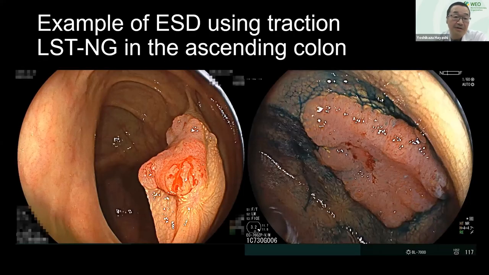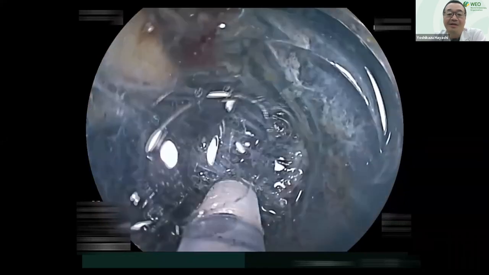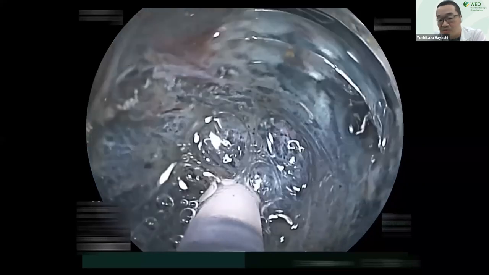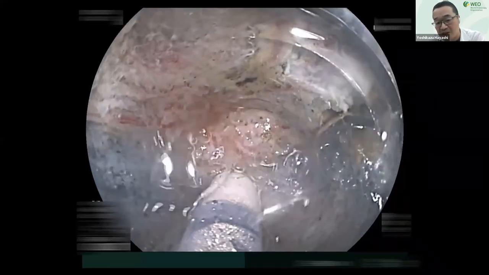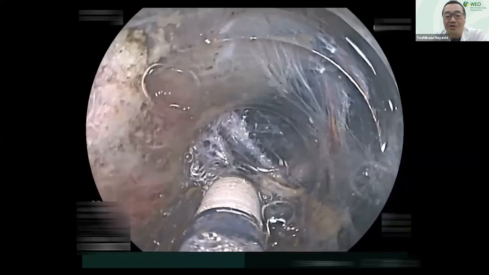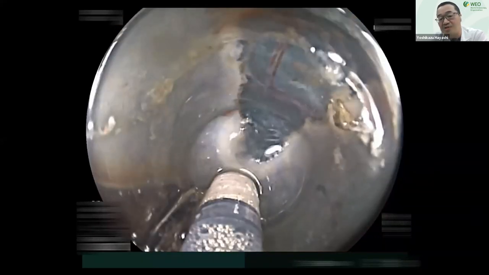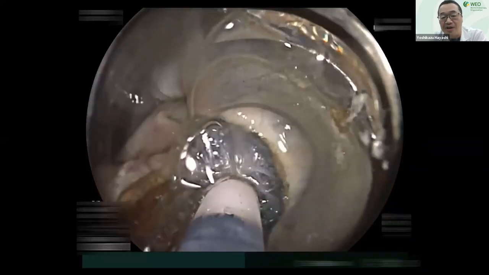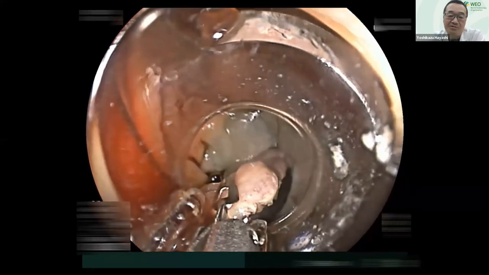So I'd like to present an example of ESD using traction, a neoplasia in the ascending colon. First, I injected 0.4% sodium hyaluronate, and the tip of the endoscope entered the submucosal space. This region unfortunately had a focal submucosal fibrosis because of a previous biopsy done in another hospital. In this procedure, we use the pocket creation method, as the hood can stretch even submucosal fibrosis, so we can dissect it safely without damaging the muscularis.